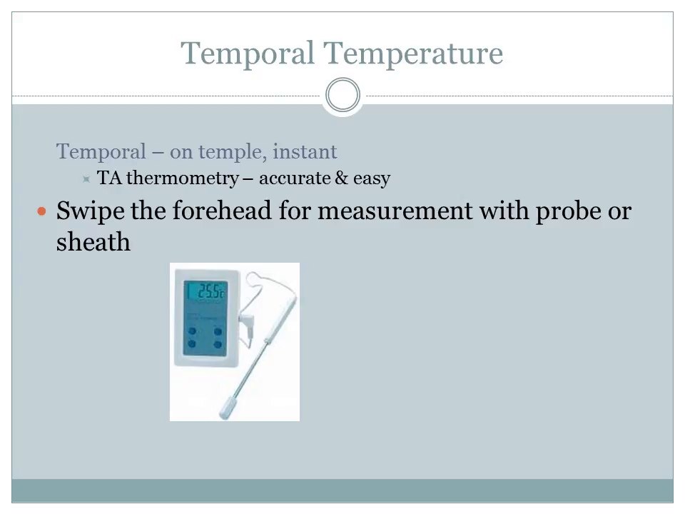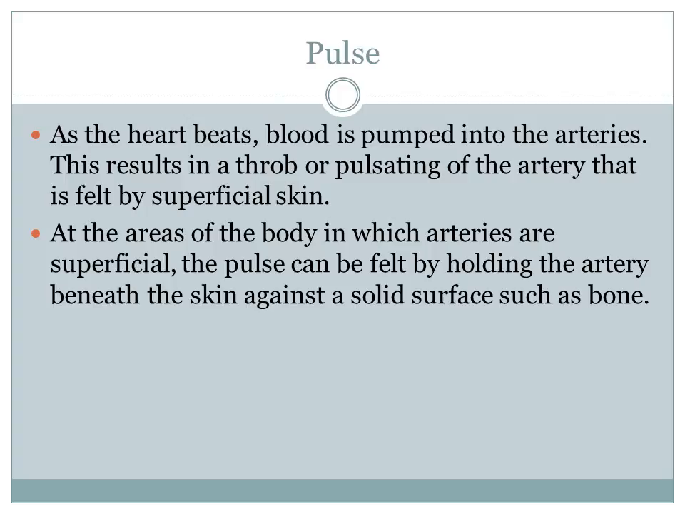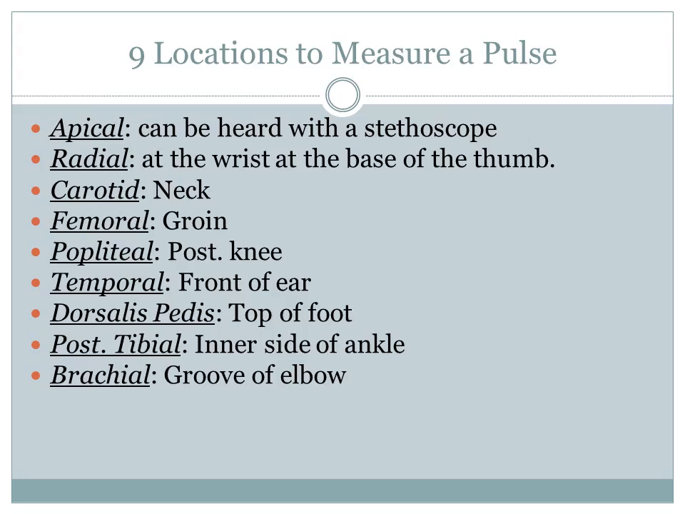Temporal temperature. Temporal is on the temple and is instant. Temporal artery thermometry is accurate and easy. You swipe the forehead for the measurement with a probe or sheath. Pulse. As the heart beats, blood is pumped into the arteries. This results in a throb or pulsating of the artery that is felt through the superficial skin. At the areas of the body in which arteries are superficial, the pulse can be felt by holding the artery beneath the skin against a solid surface, such as bone.